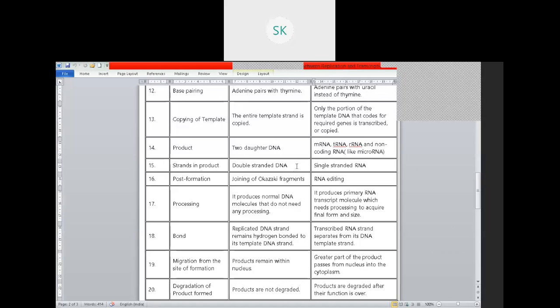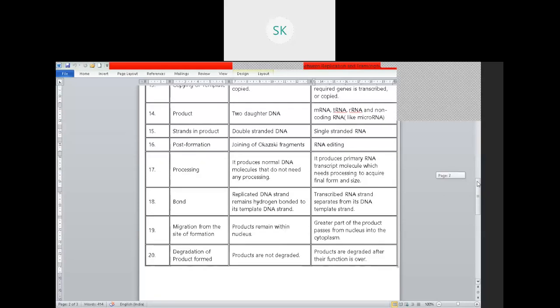And here in DNA replication, we are forming a double stranded DNA. That means we are producing two daughter DNAs which are double stranded. One strand is from the parental strand and one is the daughter strand. That is the semi-conservative model we have already discussed. And here we are getting only single stranded RNA. RNA will always be single stranded.